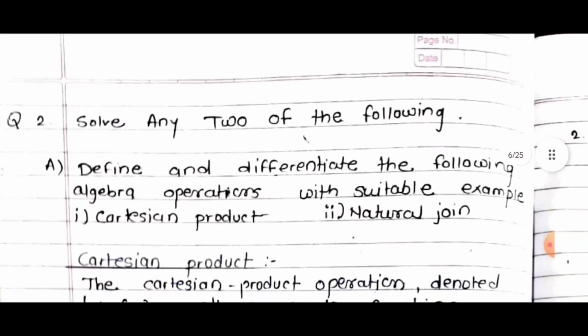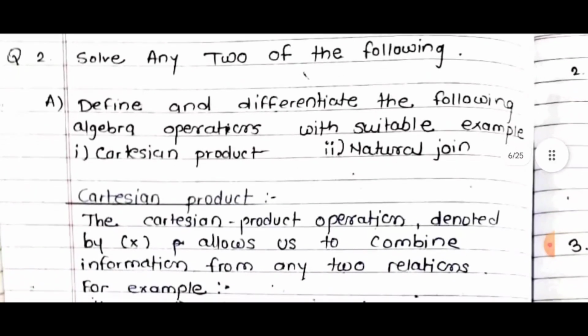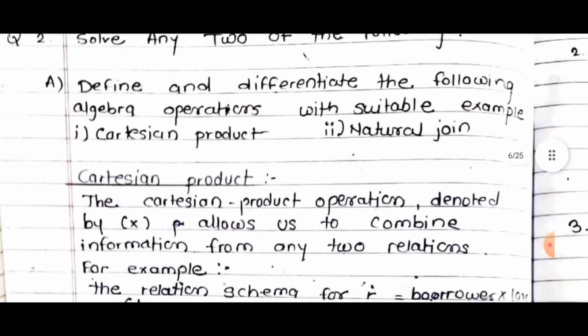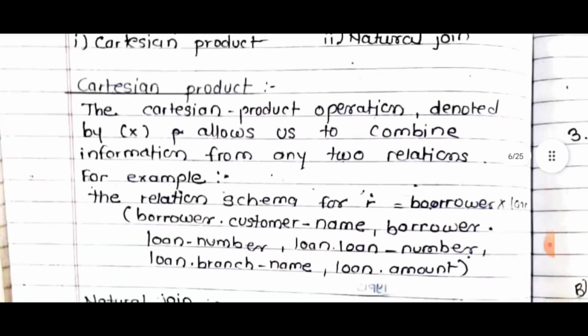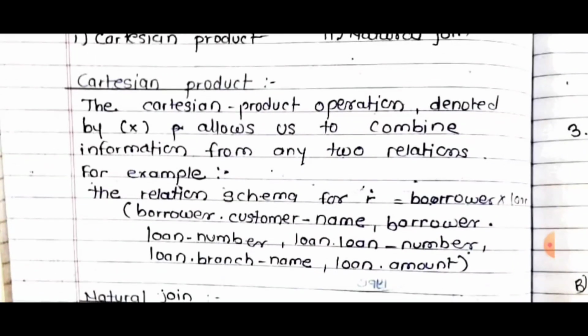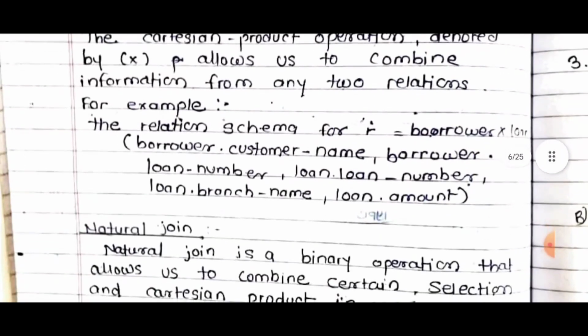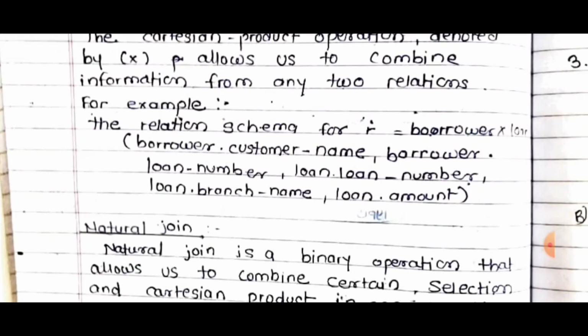Question 2, solve any two of the following. First, define and differentiate the following algebra operations with suitable example. Cartesian product and natural join. Cartesian product. The Cartesian product operation denoted by X allows us to combine information from any two relations. For example, the relation schema for R is given below. Natural join.